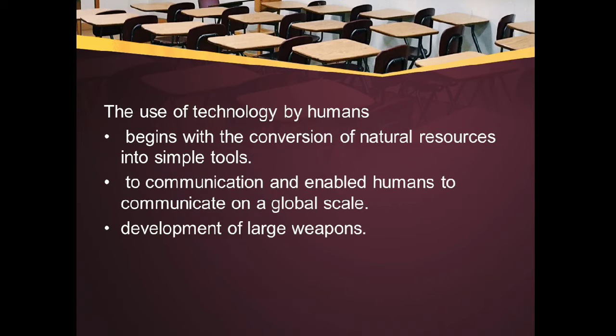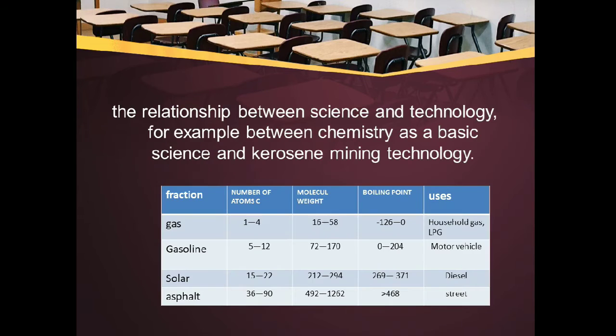The use of technology by humans first begins with the conversion of natural resources into simple tools. Second, communication, and it enabled humans to communicate on a global scale. Third, development of large weapons.